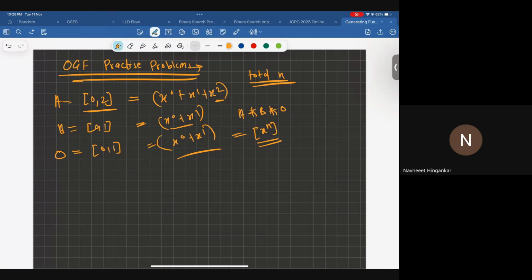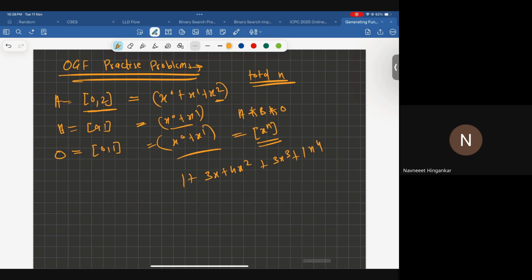X is to the power 2. The coefficient of x raised to the power n is your answer, for n equal to 2. Oh, we need x raised to the power n. And the coefficient after multiplication gets something like this: 1 plus 3x plus 4x square plus 3x cube plus 1x raised to the power 4.